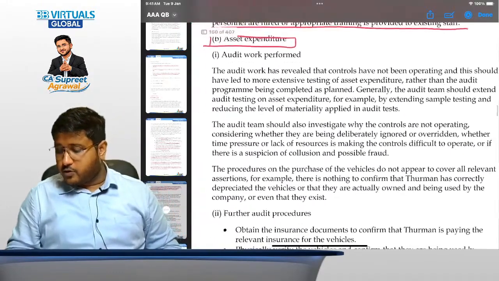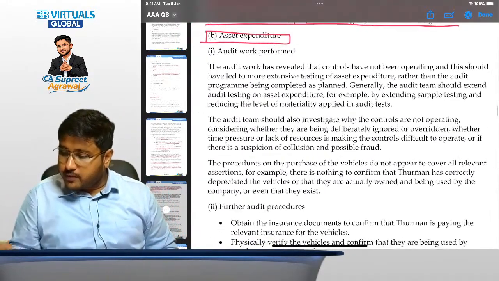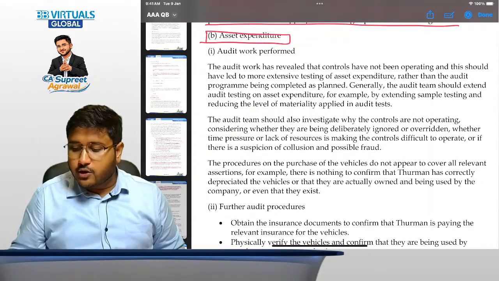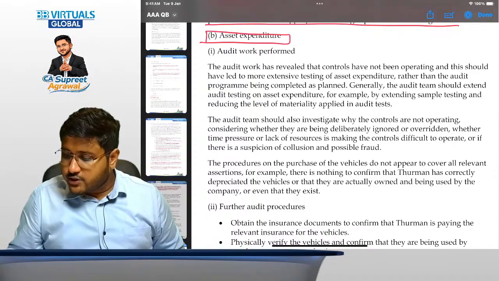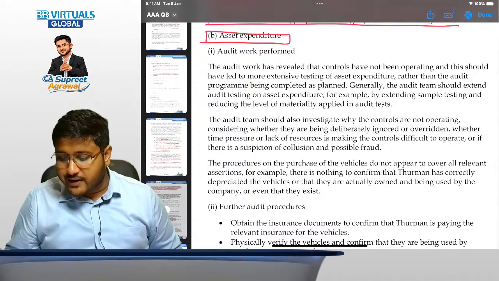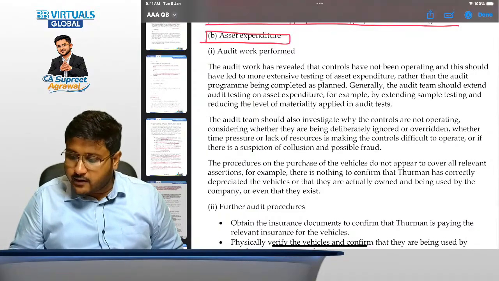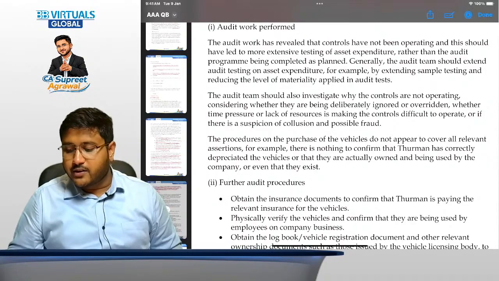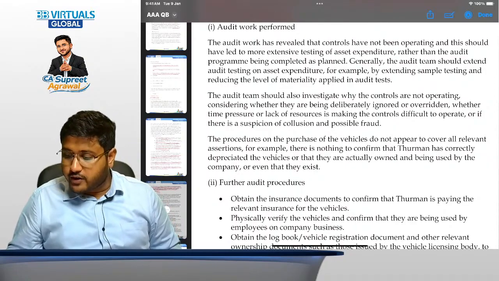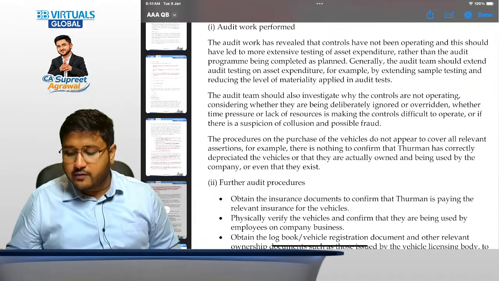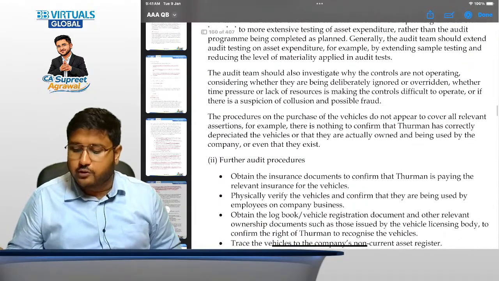Audit work performed. The audit work has revealed that controls have not been operating, and this should have led to more extensive testing of asset expenditure rather than the audit program being completed as planned. Generally, the audit team should extend audit testing on asset expenditure, for example, by extending sample testing and reducing the level of materiality applied in audit tests. The audit team should also investigate why the controls are not operating, considering whether they are being deliberately ignored or overridden, whether time pressure or lack of resources is making the controls difficult to operate, or if there is a suspicion of collusion or possible fraud also.